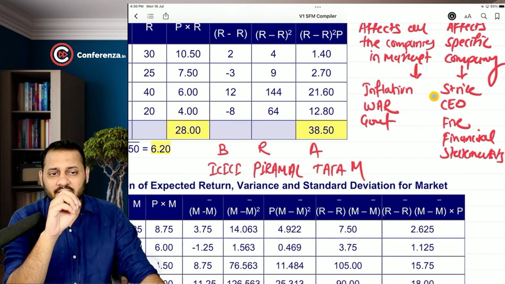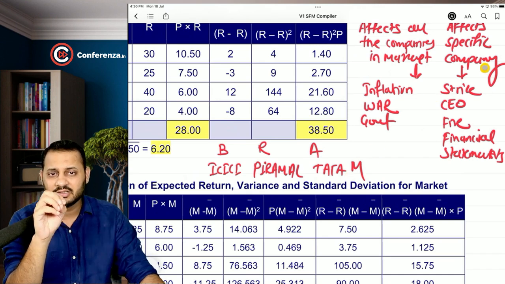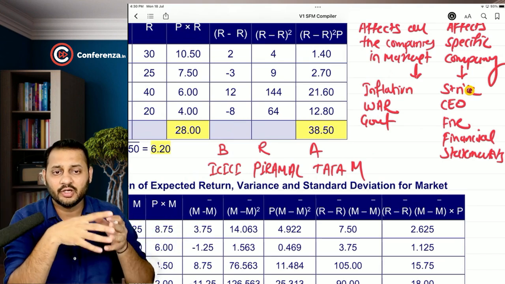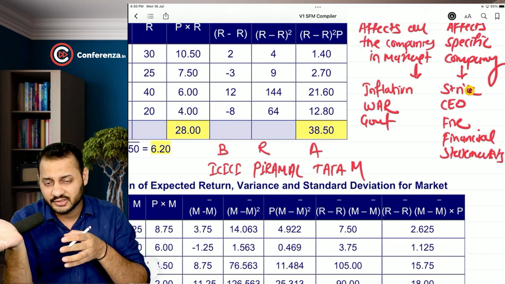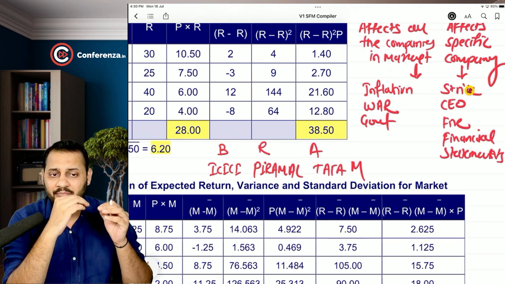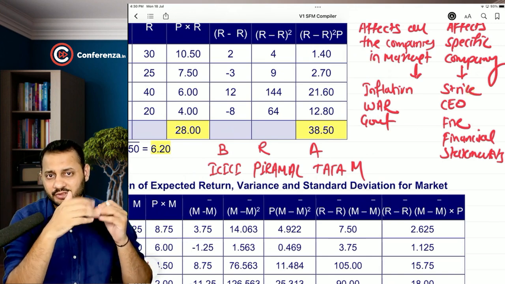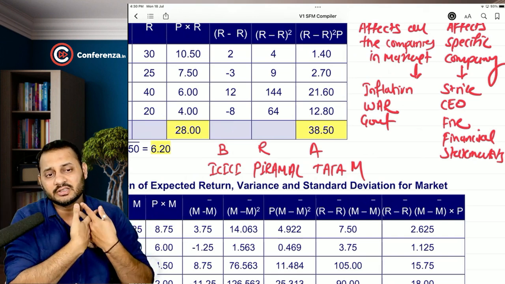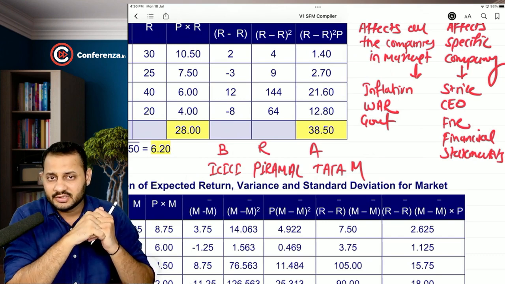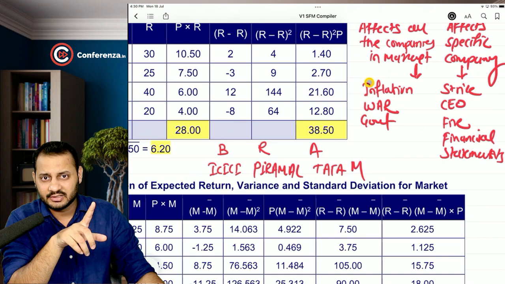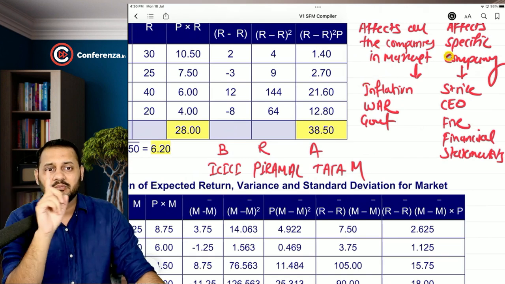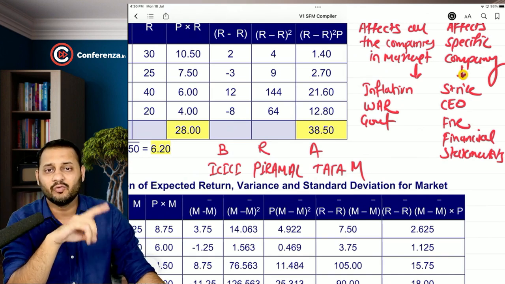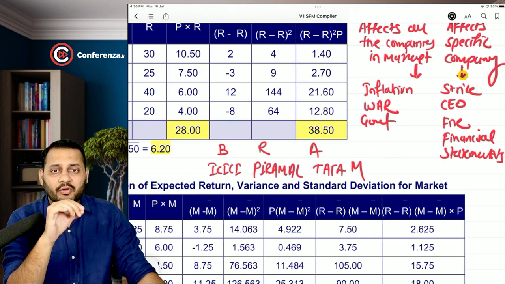So strike is something which can be avoided, or unsystematic risk is something which can be avoided by diversifying your investment. So what you can do is put your investment in different types of securities, and the impact of unsystematic risk will get reduced. The moment you start diversifying, the risk will get reduced. So yes, market specific risk, in summary, cannot be avoided, but unsystematic risk can be avoided with diversification. Avoided means we can reduce that from our portfolio.